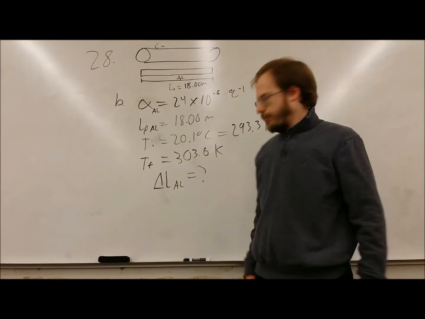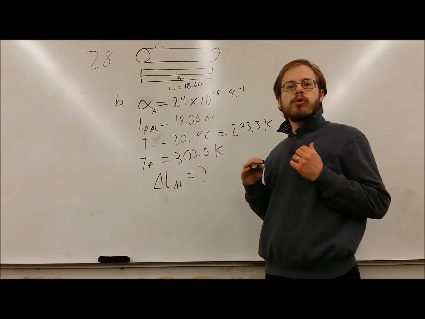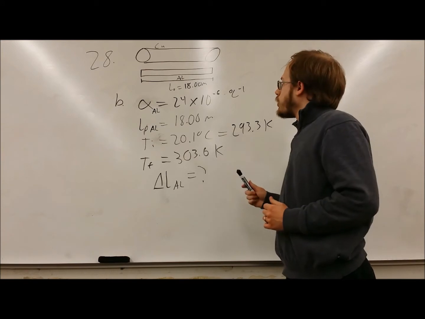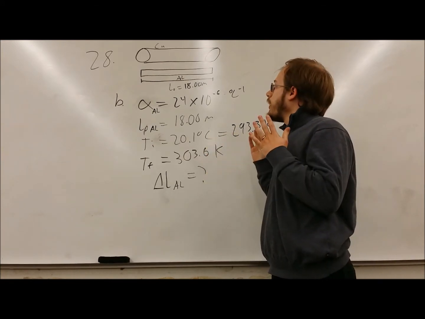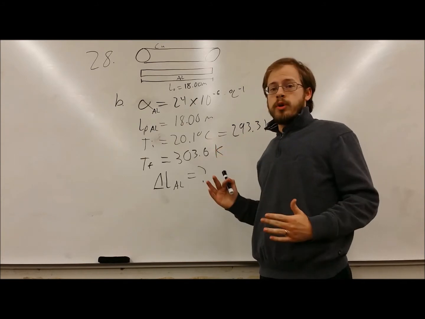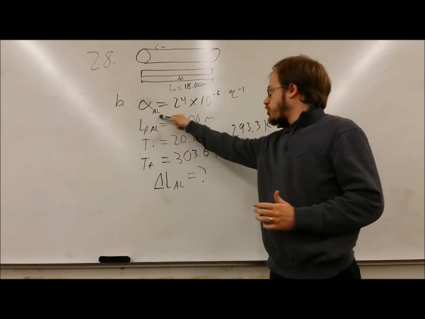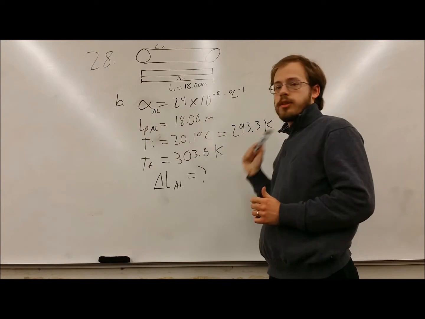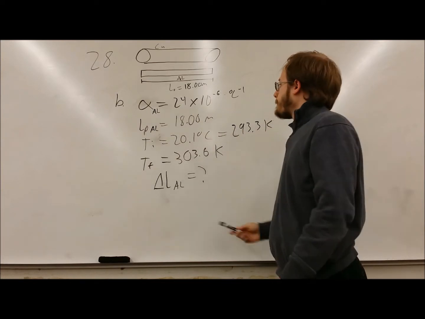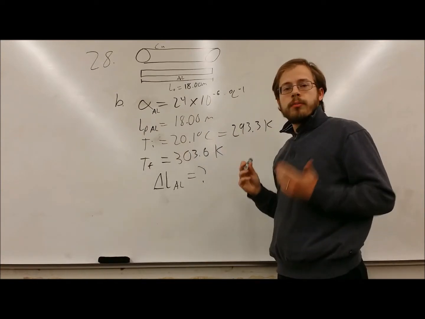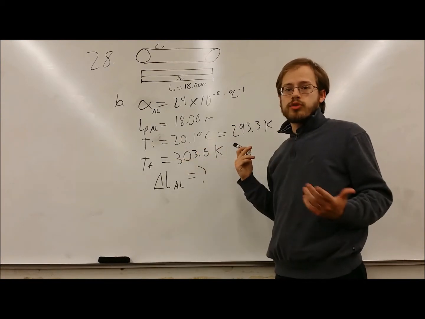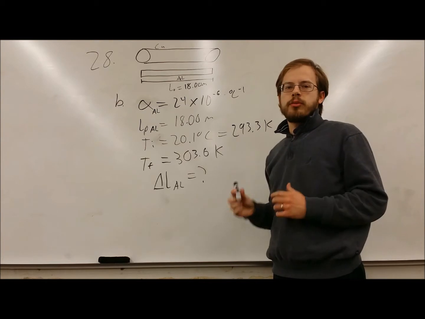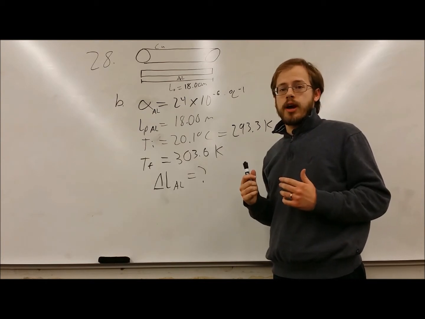Now let's start part B. Again, we will write down what we know. In part B, we're asked to consider the thermal expansion of the aluminum. The coefficient of thermal expansion for aluminum is 24 times 10 to the minus 6 inverse Celsius. Initial length of the aluminum, 18 meters. Initial temperature of the aluminum, same as the initial temperature of the copper. Final temperature of the aluminum, same as the final temperature of the copper.